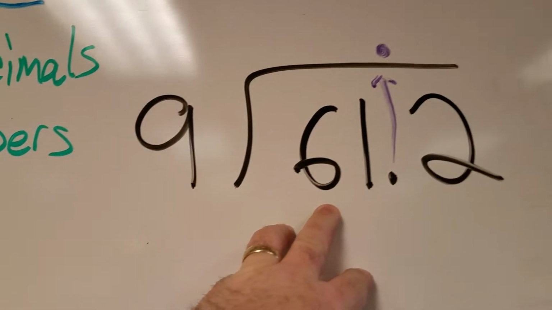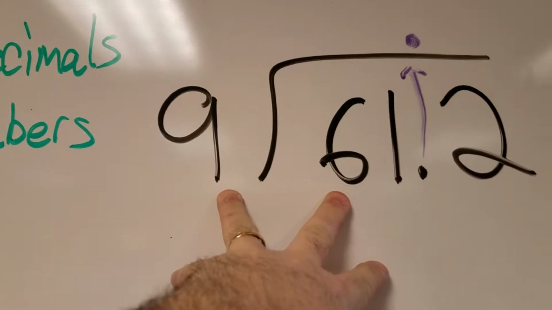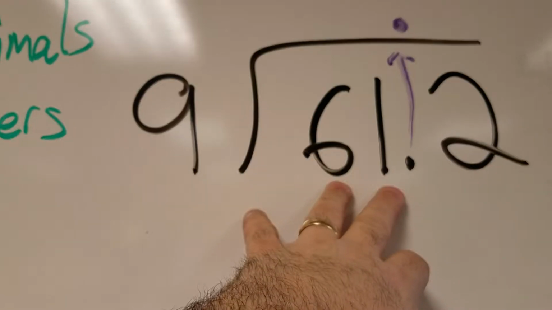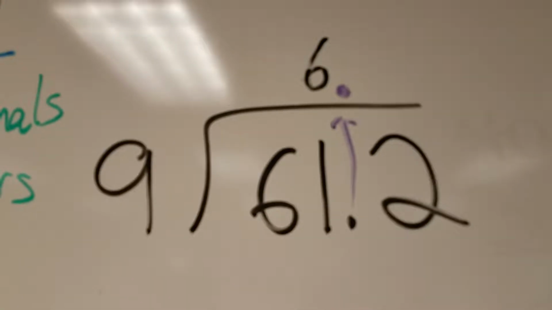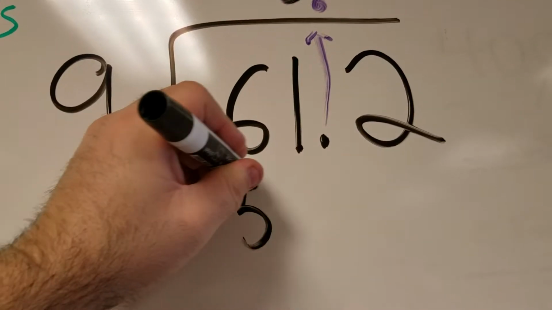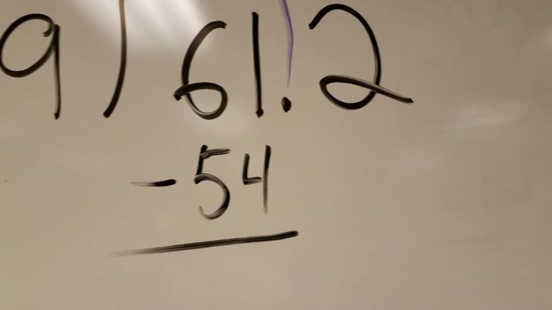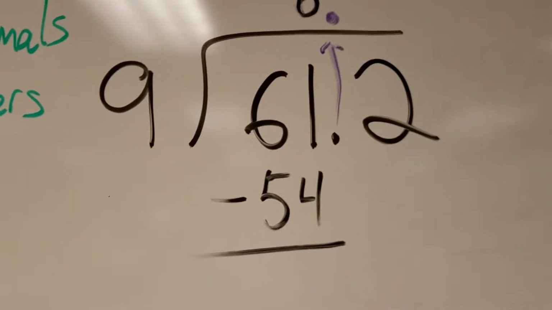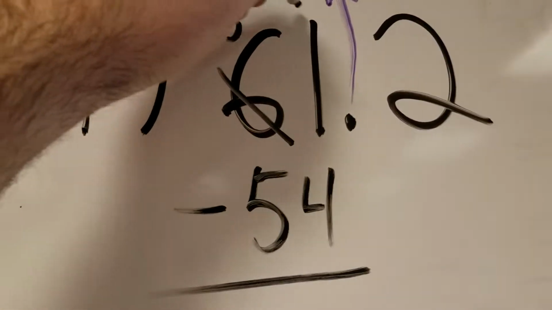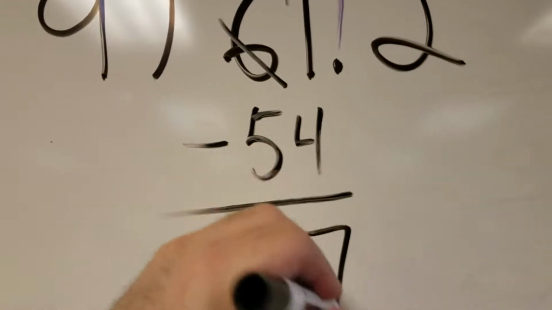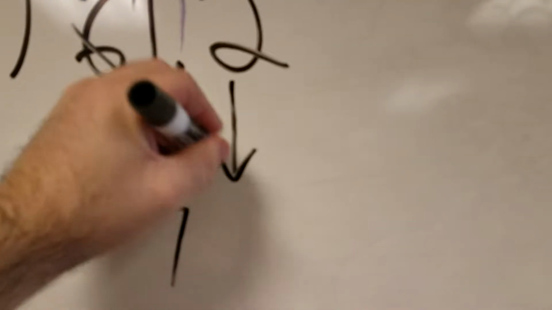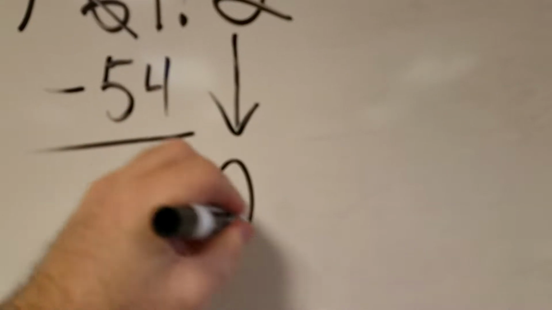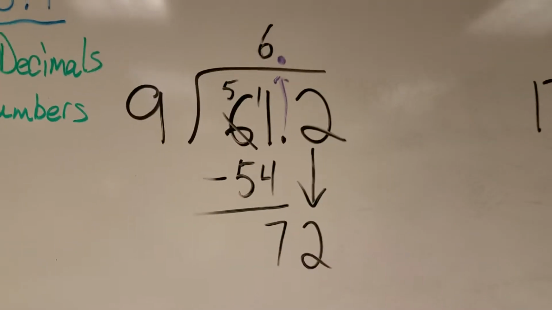So I say, can 6 be divided by 9? No, it cannot. So we have to look at the next number. 61 can be divided by 9, and we can do that 6 times. 9 times 6 is 54. And we're going to subtract that out. So we're going to regroup from here. 11 minus 4 is 7. 5 minus 5 is 0. And then, just like regular long division, we bring down the next number.